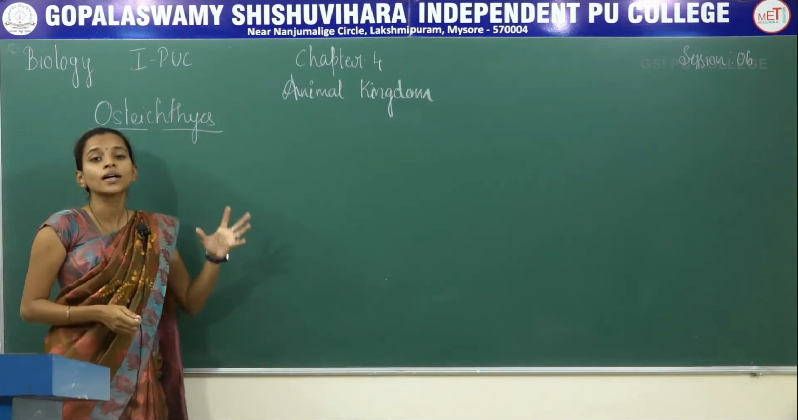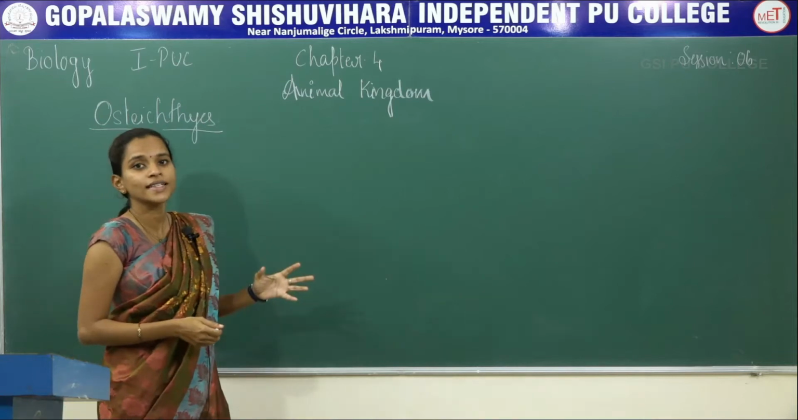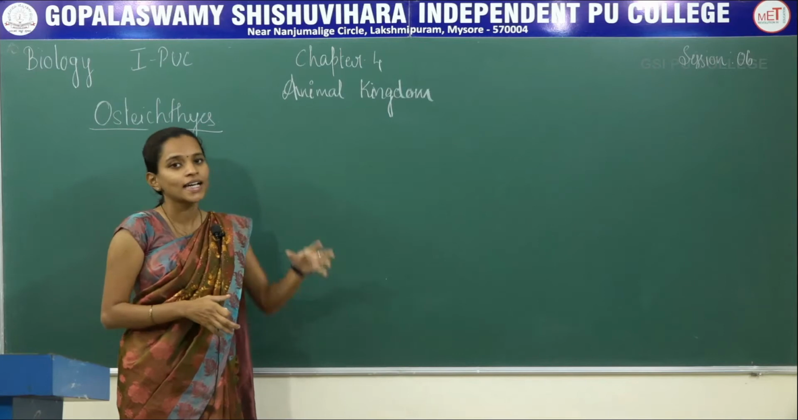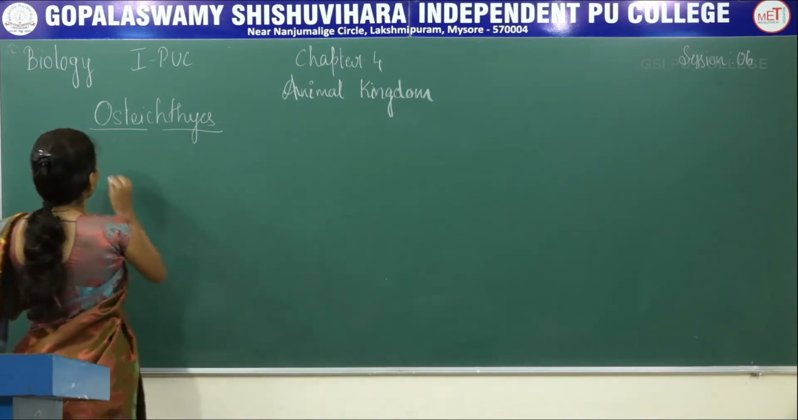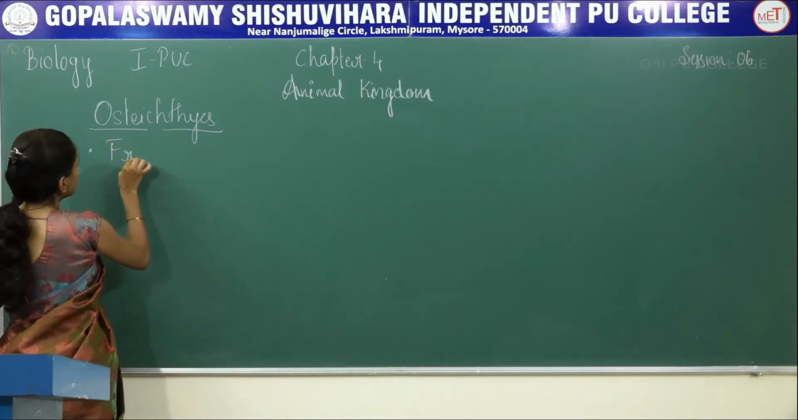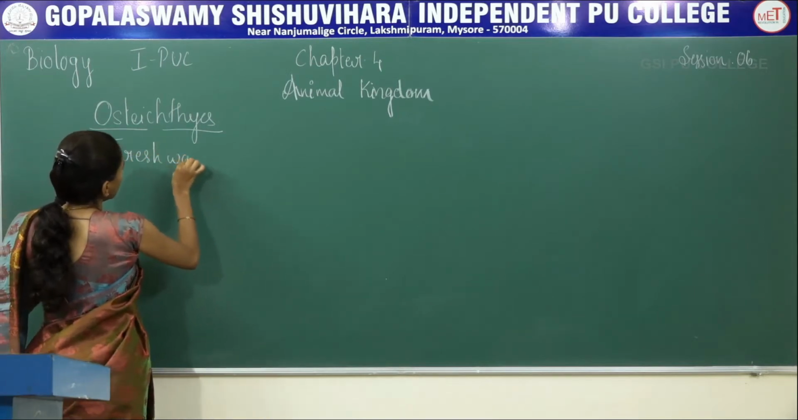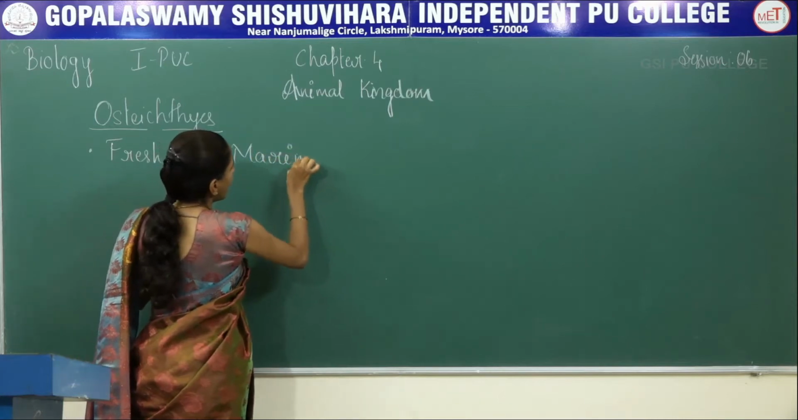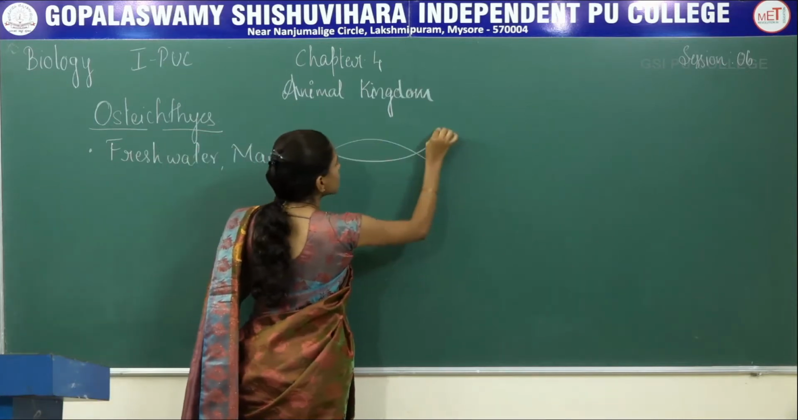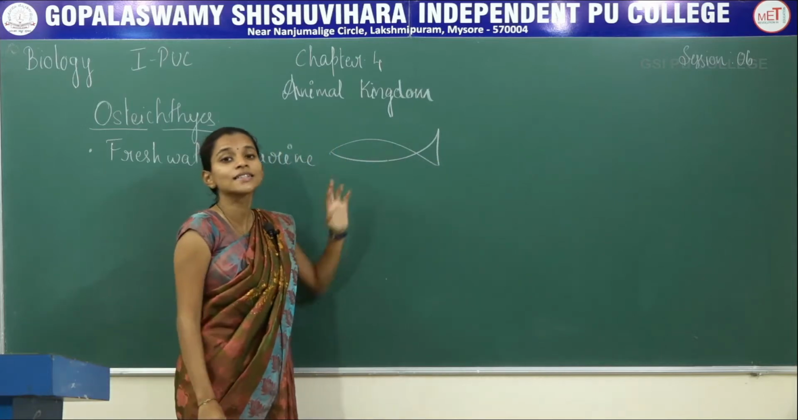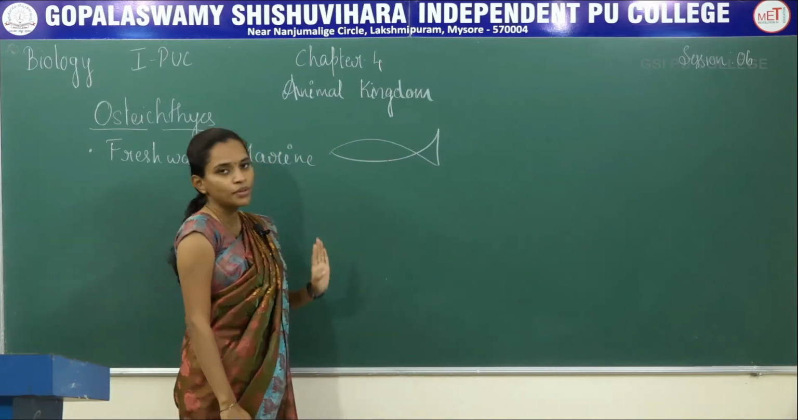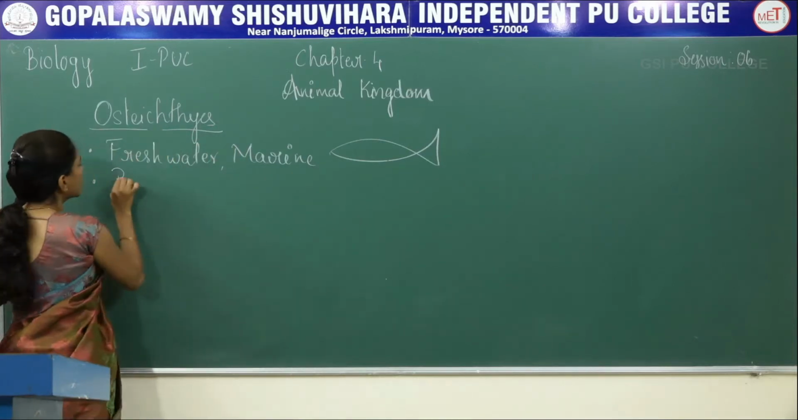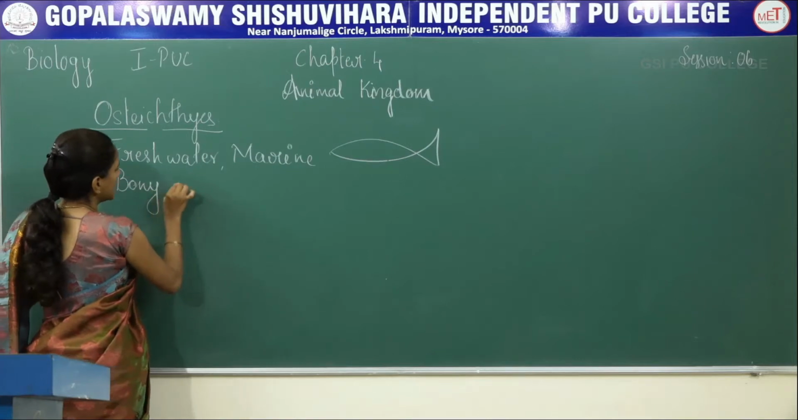So here we can do a comparative study between Chondrichthyes and Osteichthyes. When it comes to Chondrichthyes, we had studied that these are marine organisms, whereas Osteichthyes, these are both freshwater as well as marine organisms having a boat shaped body, that is what is called streamlined body or a boat shaped body. Next character, Osteichthyes have a bony endoskeleton.